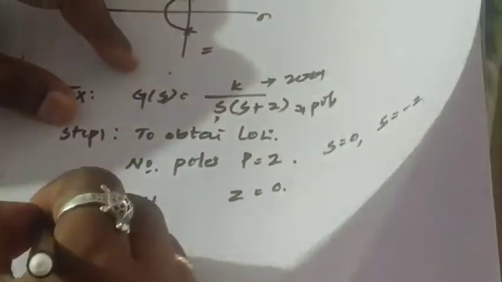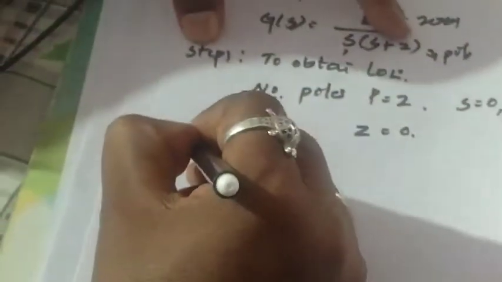Next, what you have to calculate? In step 2, you have to calculate the number of asymptotes.